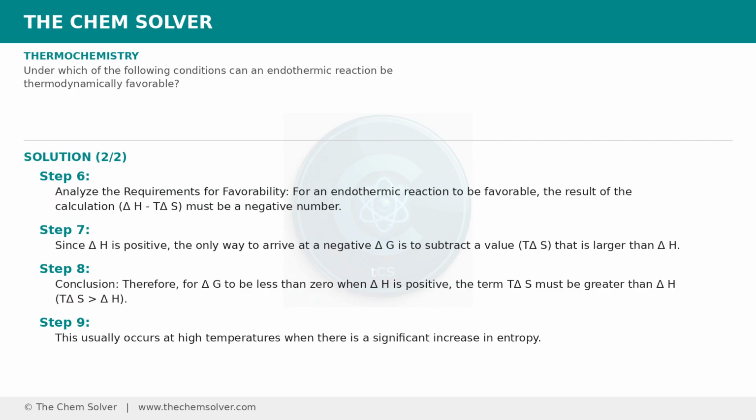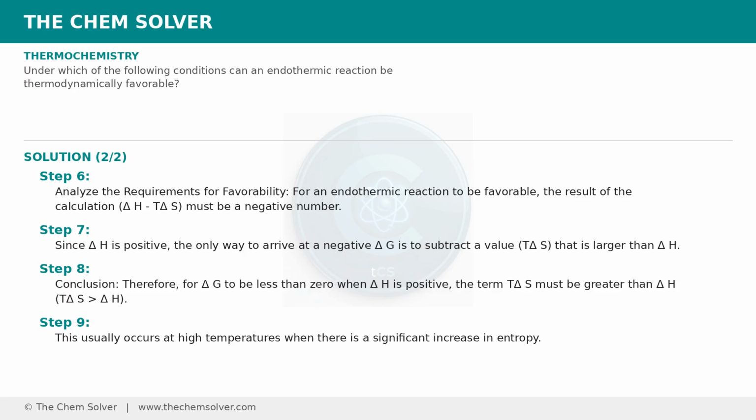Analyze the requirements for favorability. For an endothermic reaction to be favorable, the result of the calculation delta H minus T delta S must be a negative number. Since delta H is positive, the only way to arrive at a negative delta G is to subtract a value, T delta S, that is larger than delta H.